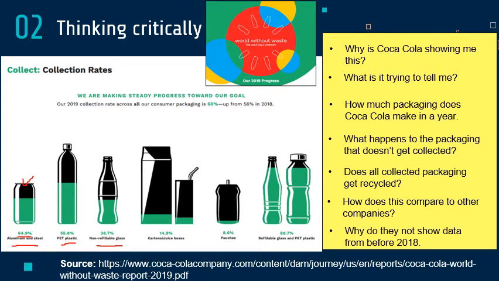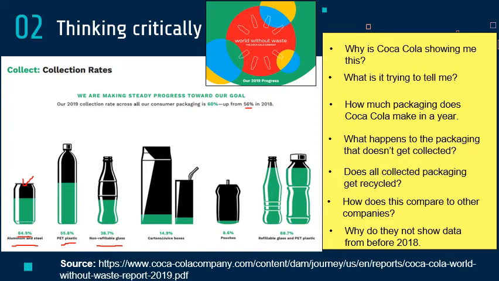And lastly, why does it not show data from before 2018? This is the 2019 data, and it also tells me overall it was 56%. What about all those years before? Has this just ramped up in the last 2 years? Has this actually gotten worse in the last couple of years? We don't actually know. It's not telling me the historical data. Now, it might not be relevant, but that's a question I can ask myself.